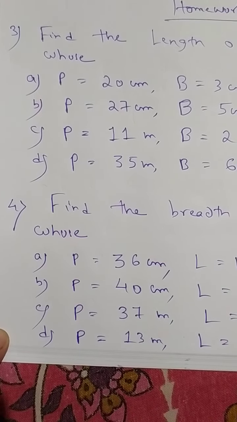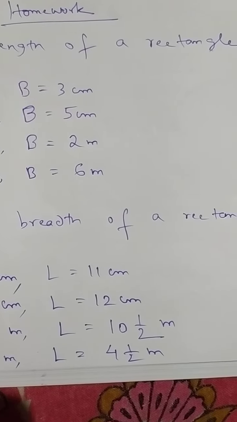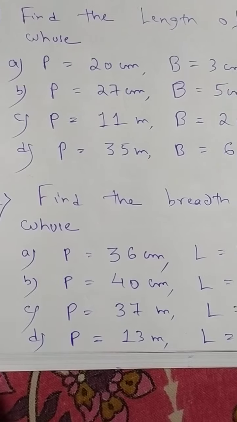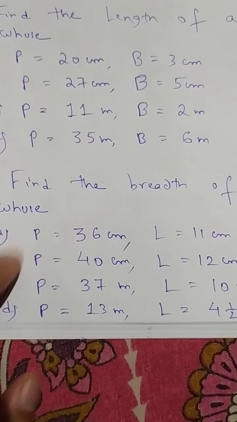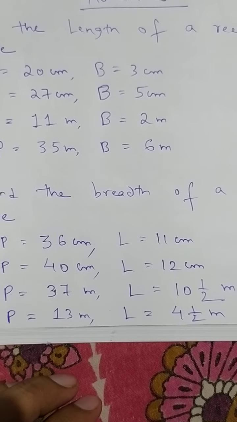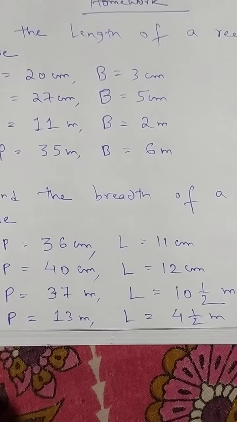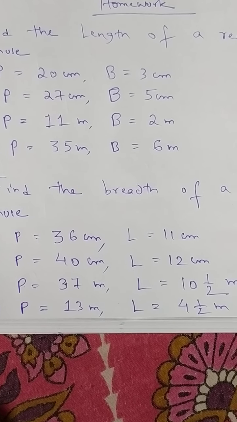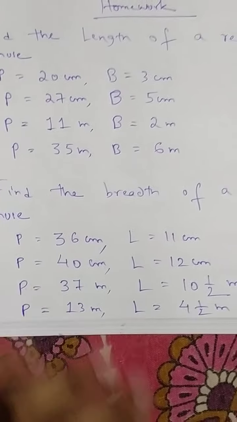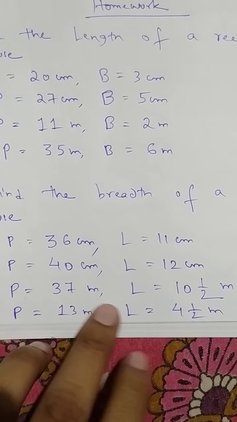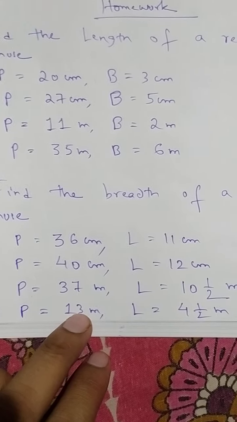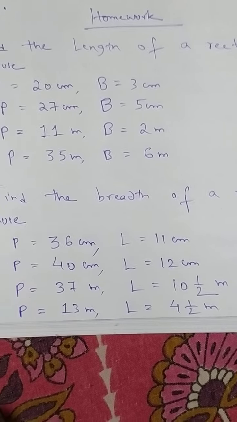And next question is, find the breadth of a rectangle whose perimeter and length is given. Perimeter 36, length 11 cm, perimeter 40 cm, length 12 cm. And the last 2 questions I have given the length in mixed fraction. So no need to worry, same process. By the LCM, you find out. Third one is perimeter 37 meter and length I have given 10 1 by 2 meter. And last one, perimeter is 13 meter and length 4 1 by 2 meter.